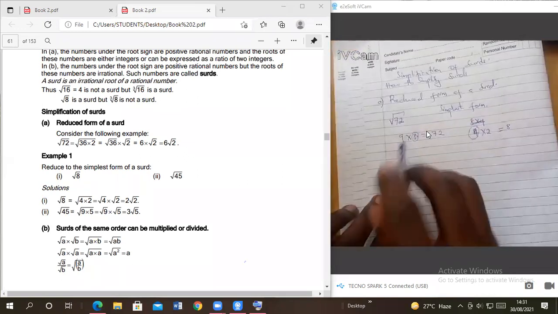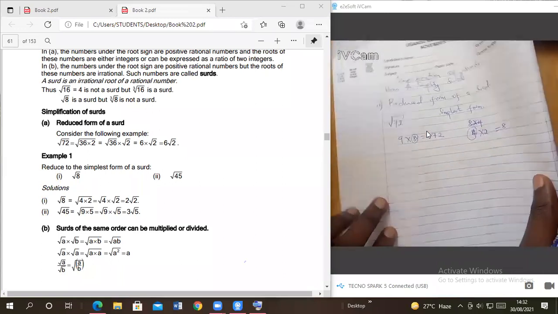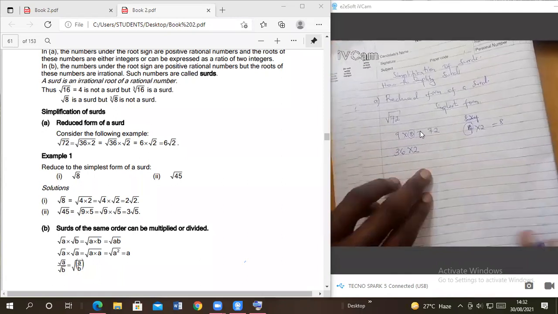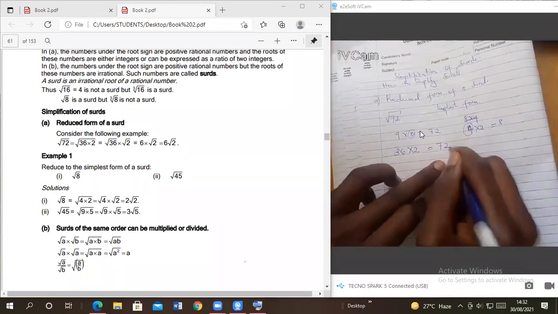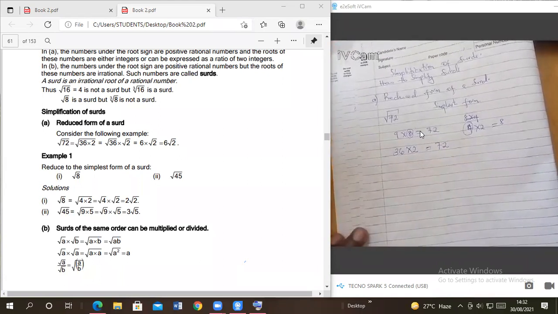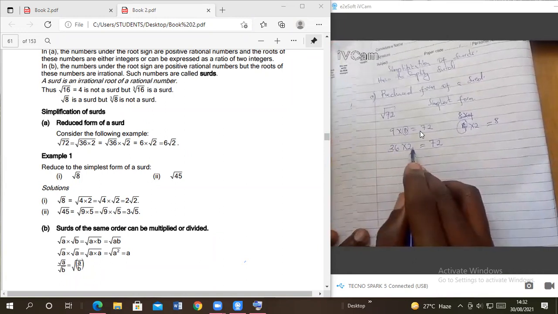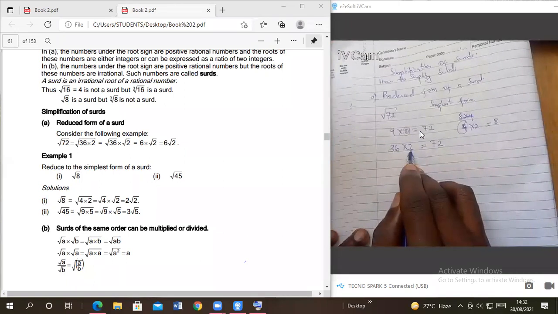So let's look at the one which cannot be simplified further. That number is 36 times 2, which will give us 72. Now 36 has a square root, but 2 cannot, we don't have a square root for 2.